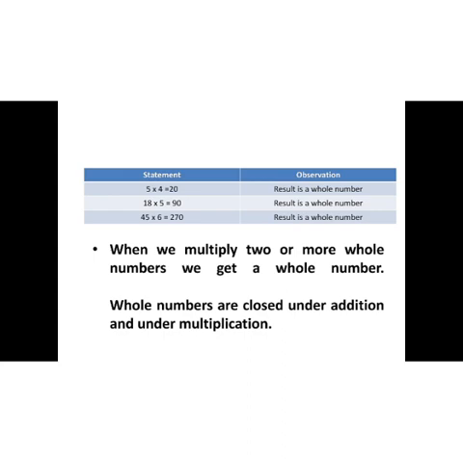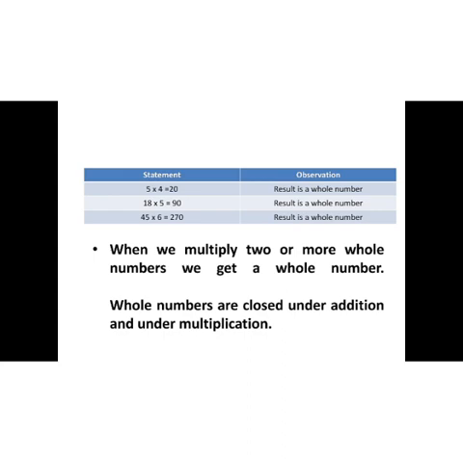Now look at the next two examples. They are 18 and 5. 18 into 5 we get the answer as 90. So 18 and 5 are whole numbers and 90 is also a whole number. Consider the next one. It is 45 and 6. 45 and 6 are whole numbers. When we multiply them, we get the answer as 270. And this is also a whole number.